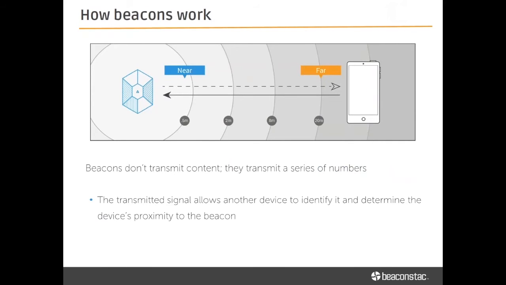Beacons themselves don't actually transmit content, but using BLE, they transmit a series of identifying numbers. And we'll go into a bit of detail on how that transmission differs between iBeacon and Eddystone. And what this does is the transmitted signal allows another device, typically the mobile app on it, to identify it and then determine that device's relative proximity to the beacon.